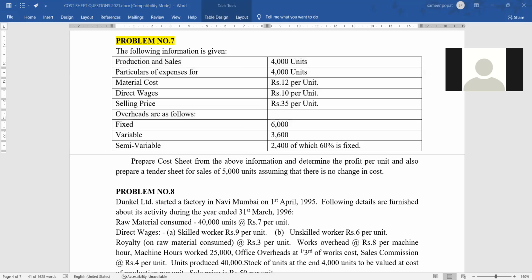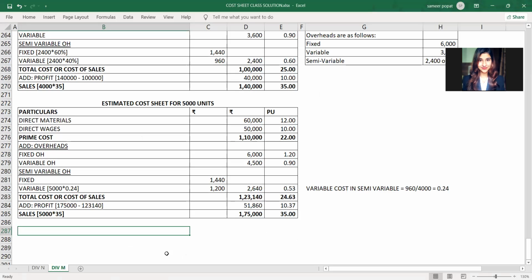Sir, in semi-variable, variable is treated as fixed. Like we are not changing, the quantity is also changing. Sir, I am confused in semi-variable overheads. Like in previous, sir, in previous, we did semi-variable quantities changed, right?